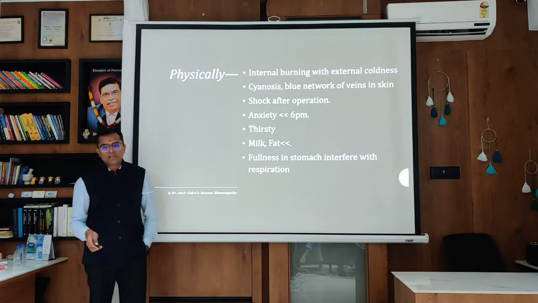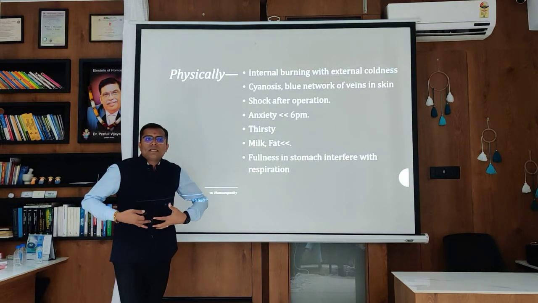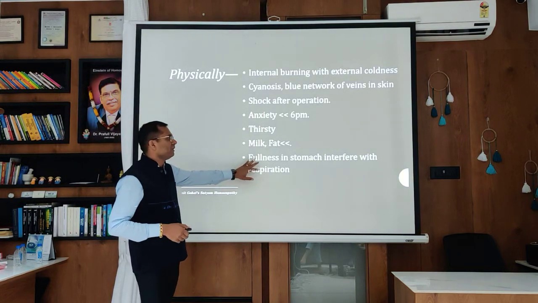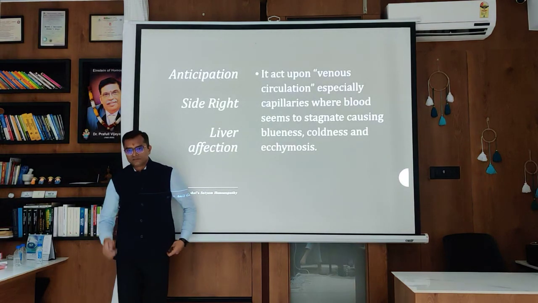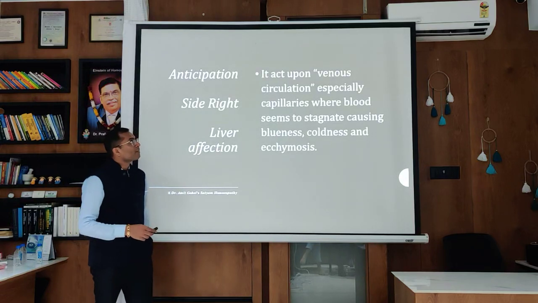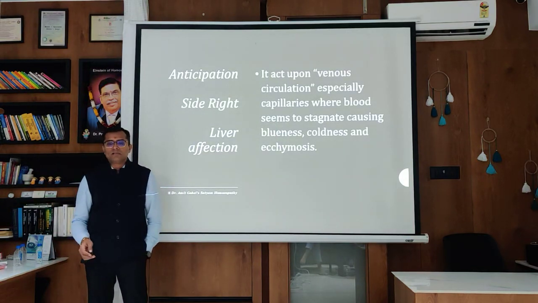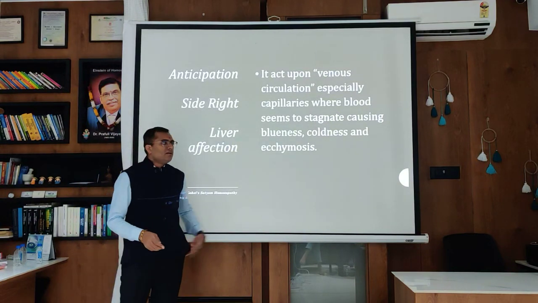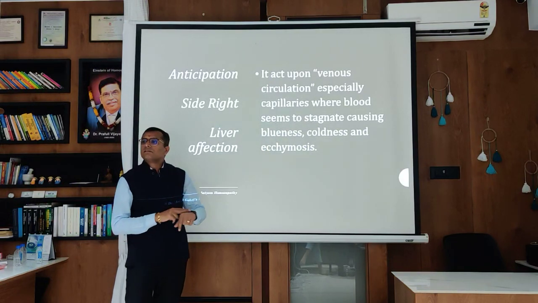Fullness in the stomach interferes with the respiration. So much gas forms that because of the gas there is difficulty in breathing. That is what the patient is expressing in terms of fullness of the stomach interfering with the respiration. So anticipations, side right, and it affects the liver. It acts upon the venous circulation, especially the capillaries, where the blood seems to stagnate, causing blueness, coldness, and leading to destruction of that. It is called ecchymosis beneath the skin.